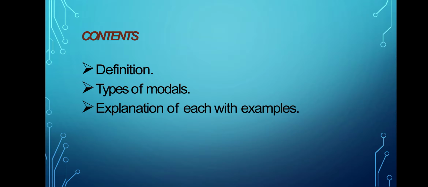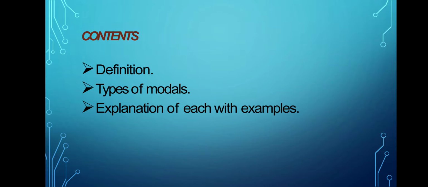Now children, we know that we can classify verbs into two types. The first one is auxiliary verbs and the second one is principal verbs. Now, what is a principal verb? The verbs which are used independently without help from other verbs are called principal verbs or main verbs.